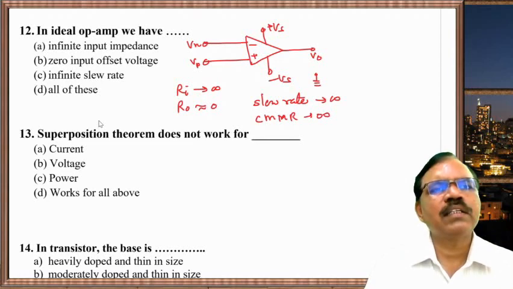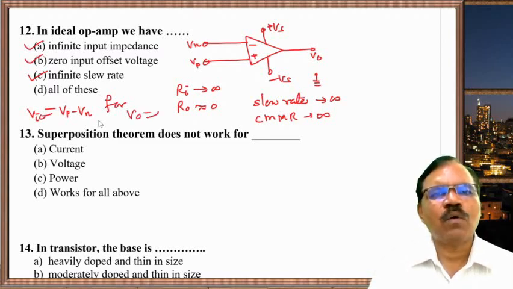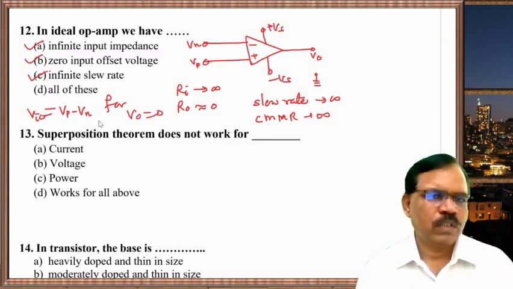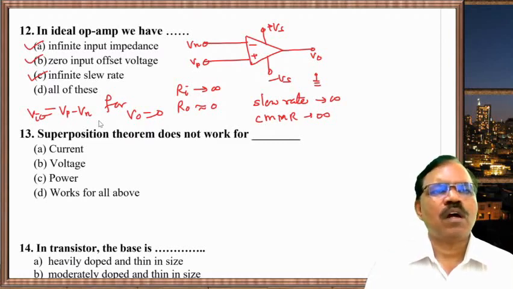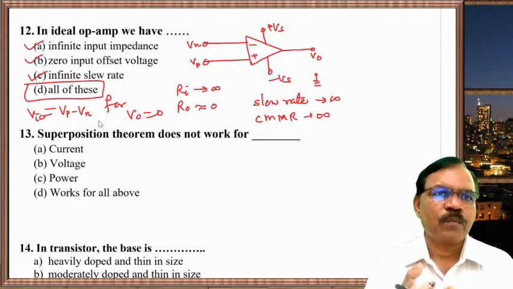Out of these, here 3 parameters are given: infinite input impedance, 0 input offset voltage, infinite slew rate. What is input offset voltage? Input offset voltage is the difference in inputs for which output is 0. So ideally it must be 0. So all of the above is correct here. So you have to see carefully which parameter is given and is correct or not.